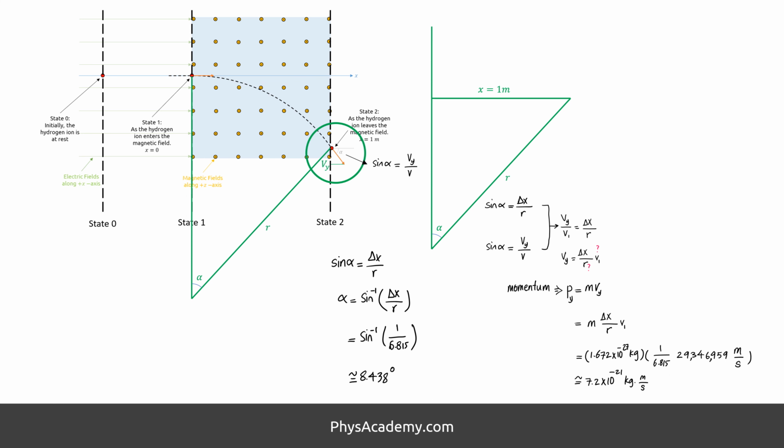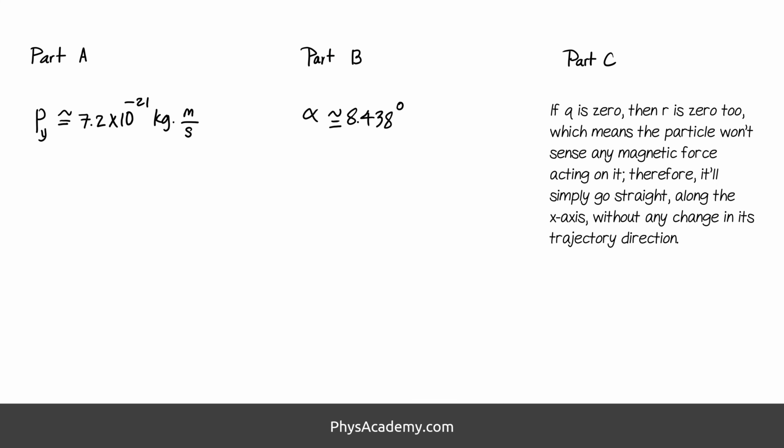Alright, now that we have the speed and the radius, we can go back to our original equation and calculate alpha, which is 8.438 degrees. And then using this angle to find the y component of the velocity. Then multiply this velocity by mass to get the momentum of the protons. After some numerical calculation, we get 7.2 times 10 to the power of negative 21 kilograms times meters per second. Let me really quick summarize our answer for parts A and B.